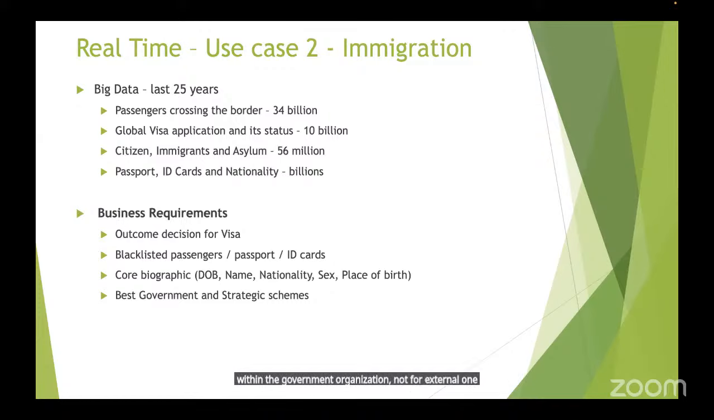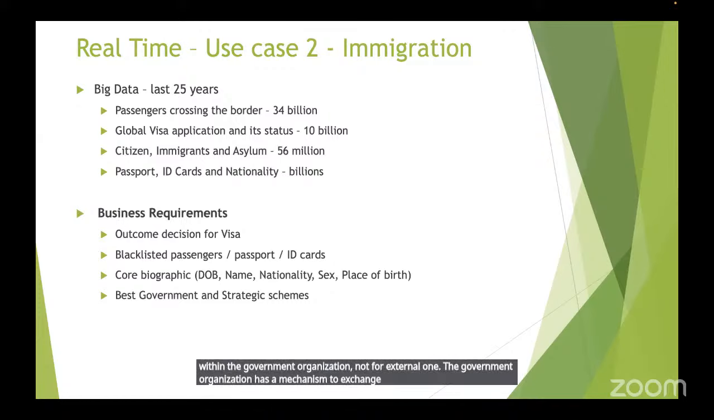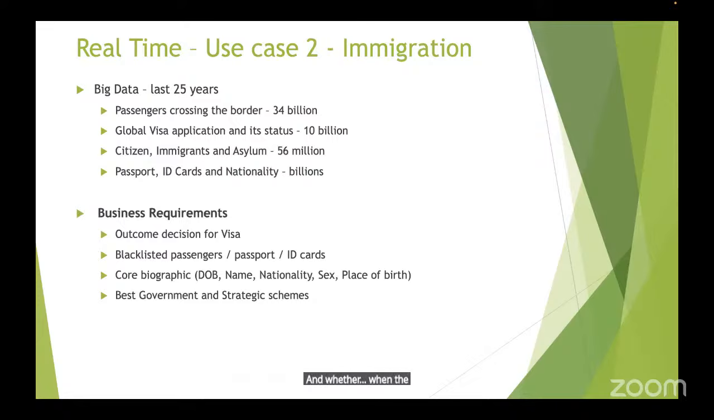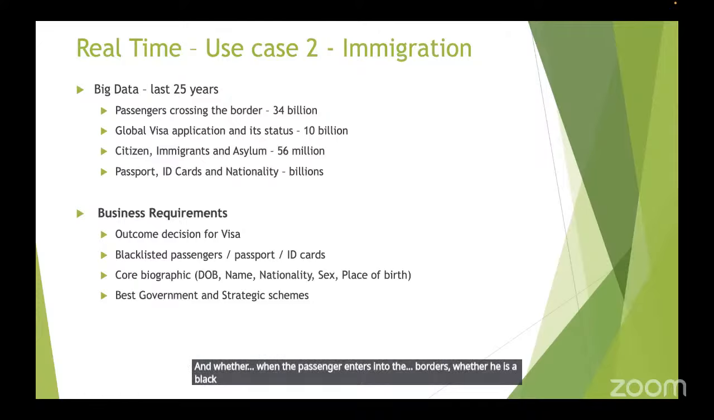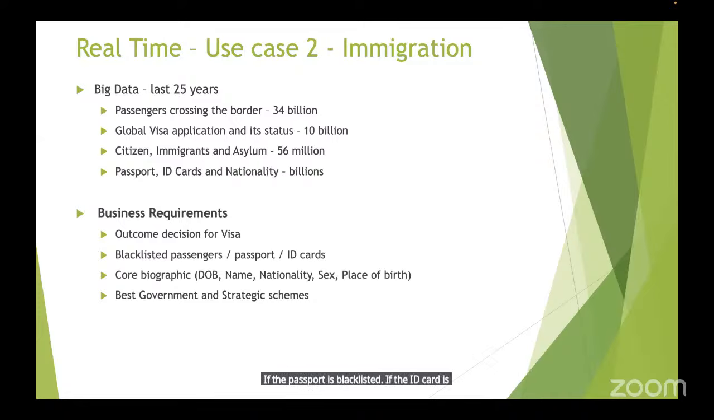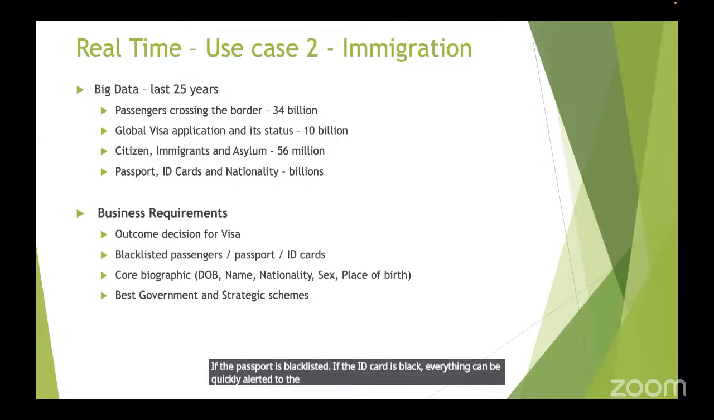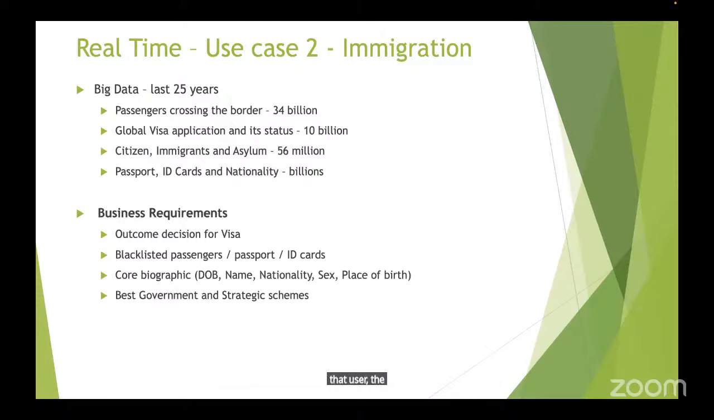The government organization has a mechanism to exchange the data when requested. When the passenger enters the borders, whether he is a blacklisted passenger, if the passport is blacklisted, if the ID card is blacklisted, everything can be quickly alerted to the user. That user, the immigration officer, can do some further checks, make sure that this passenger is really not blacklisted, and then allow into the country.